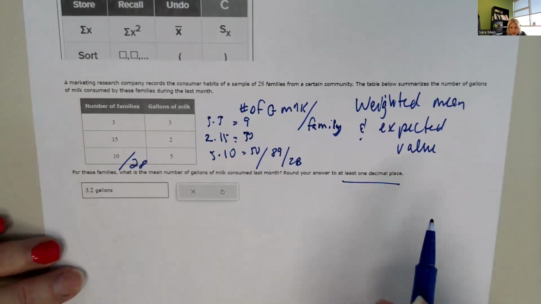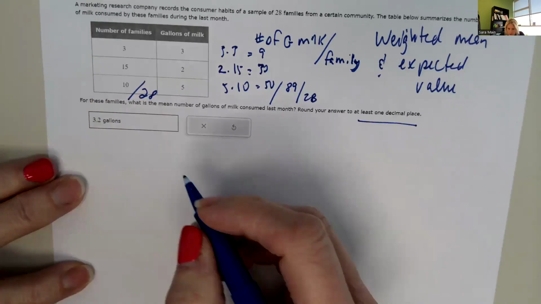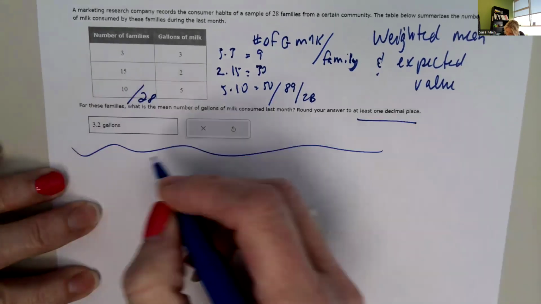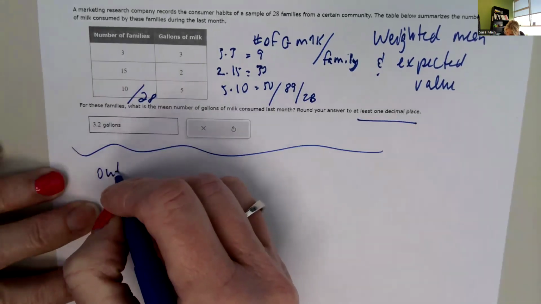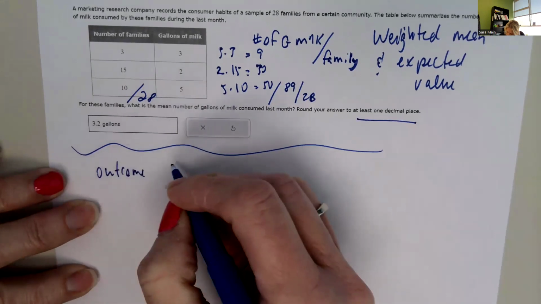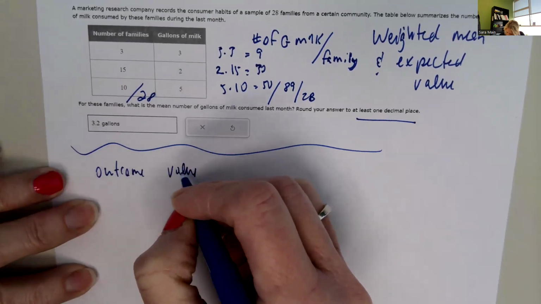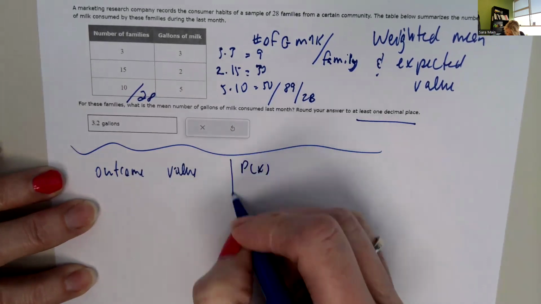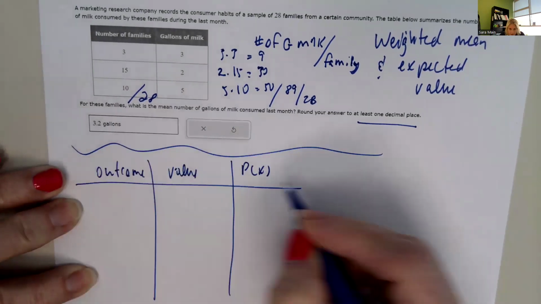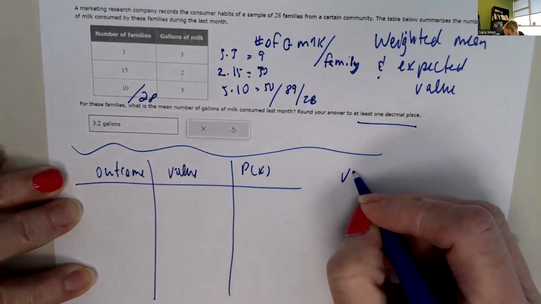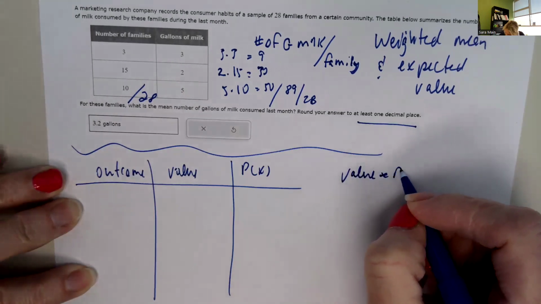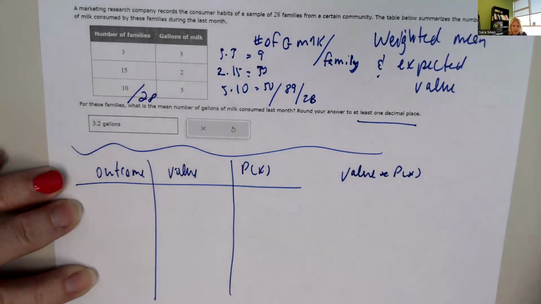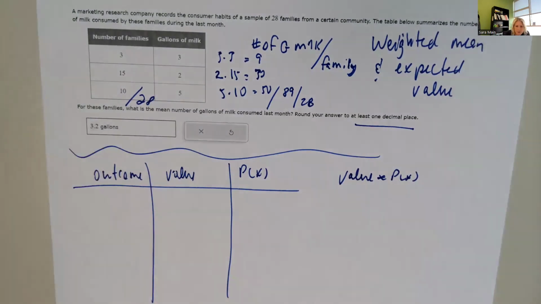Now, in expected value, it's a little bit similar, except in expected value, right, we have outcome, and then we have the value of that outcome numerically, and then we have the probability of that outcome, right? And then we multiply the value times the probability, and we add them. So let's go to one in Desmos so that we can get some practice.